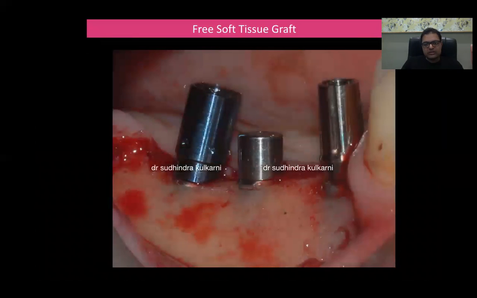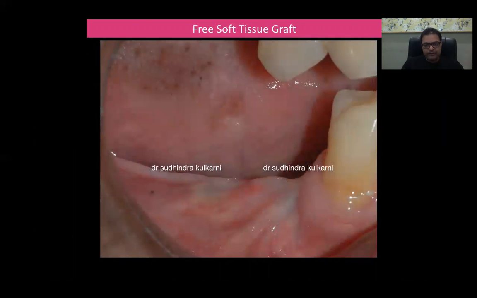Let's look at one more case. Now what happens every time you get a good zone of keratinized tissue is this. Let's look at this case. Patient with absolutely no tissue.